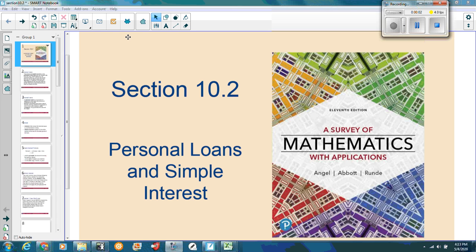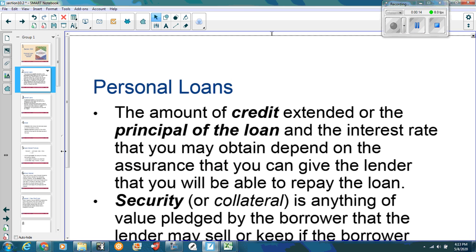Okay, this section is 10.2. It has to do with personal loans and simple interest. Starts out simple, gets a little bit more complicated. Okay, so the beginning part is just some definitions.